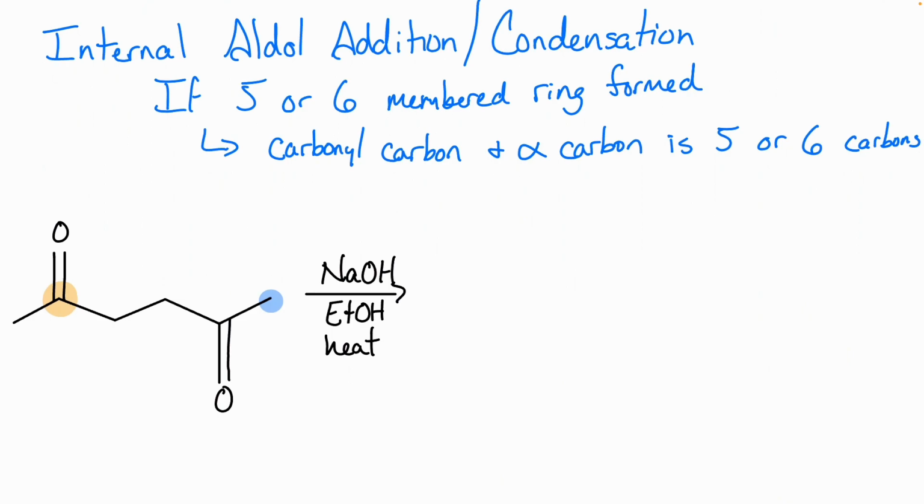You're not going to form any triangles, any really unstable 3 membered rings through an aldol addition. But if you can form a 5 or 6 membered ring, you can have this internal reaction, okay? And so again, in order for this to be a 5 or 6 membered ring, my nucleophile and my electrophile have to be 5 or 6 carbons apart. My electrophile, starting here, is 1, 2, 3, 4, 5 carbons away from this alpha carbon, this nucleophile site, so I can get this internal rearrangement, all right?